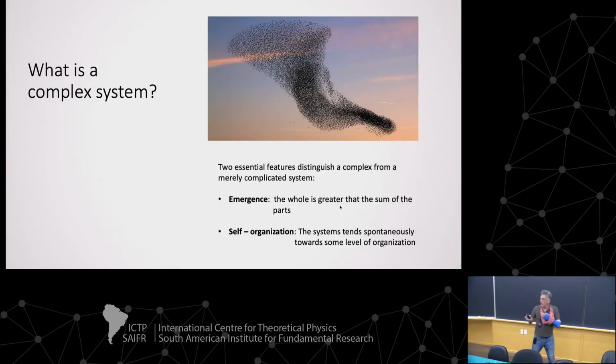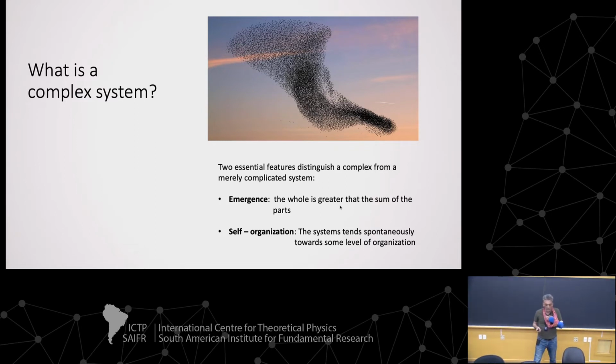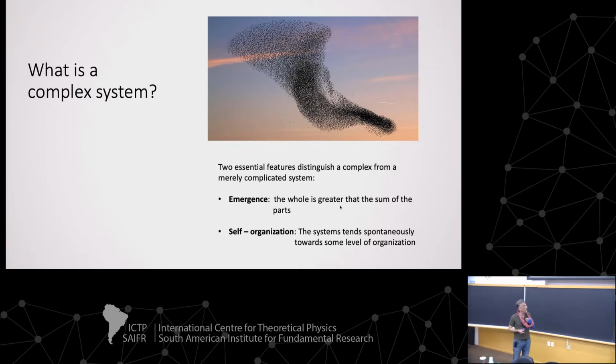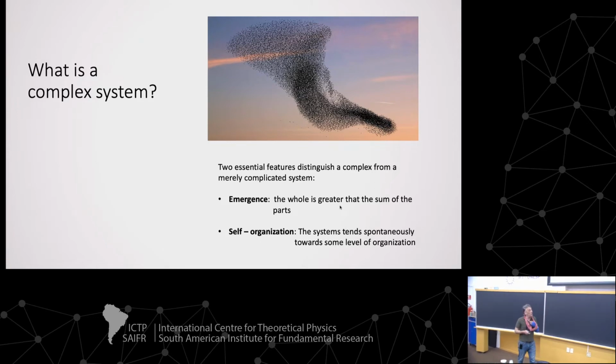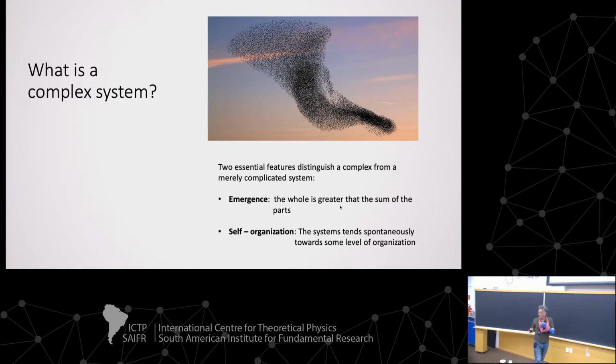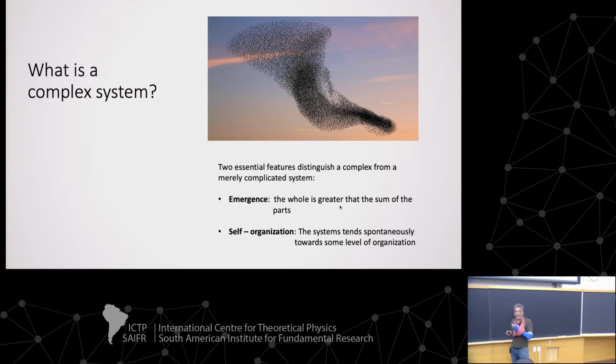What is a complex system? Did Christina speak about complex systems, and how to differentiate a complex system from a merely complicated system? A complex system has two main properties. One is emergence, in which the whole is greater than the sum of the parts. Sometimes emergence can be seen, for example, as synchronization, as Christina spoke about. The other is that there is no boss. In complex systems, we have self-organization, and the system tends spontaneously to some level of organization.